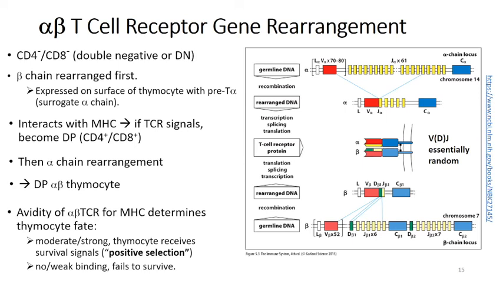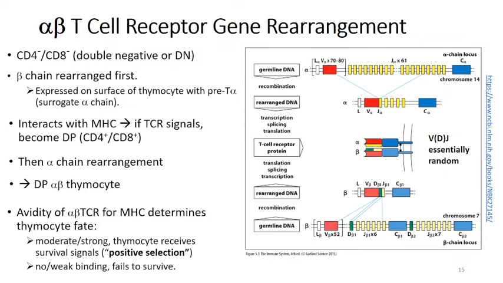Once you have that alpha beta receptor on the thymocyte, whether that thymocyte then goes to the next stage is really determined by the avidity of the receptor. So the avidity is a mixture of things, both affinity for the peptide MHC and the actual number of molecules, so the binding overall. Avidity of that rearranged alpha beta receptor for the MHC is what determines the fate of the cell. So if it's a good, moderate or strong interaction, the cell receives survival signals. That's what's called positive selection.